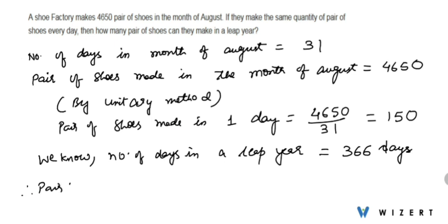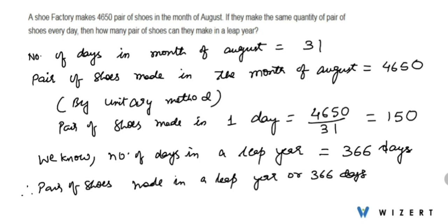Now we have to find the pair of shoes made in this leap year. So made in a leap year, or you can say in 366 days, we will use again unitary method, which is equal to 150 multiplied by 366, and this is equal to 54900. So 54,900 pair of shoes will be made in a leap year. So this is our answer.